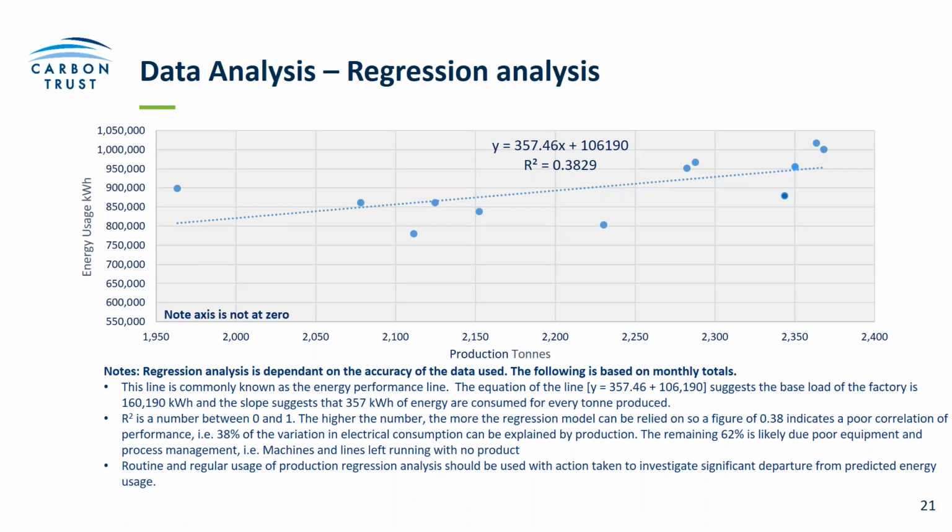The R squared value then is always a number between 0 and 1. The higher the number, the better. It's an indication that for that particular one, 30% of the variation in the electrical consumption can be explained by production, which is low, because that means that the remainder of it is obviously down to things that aren't being attributed directly to production, and therefore inefficient.